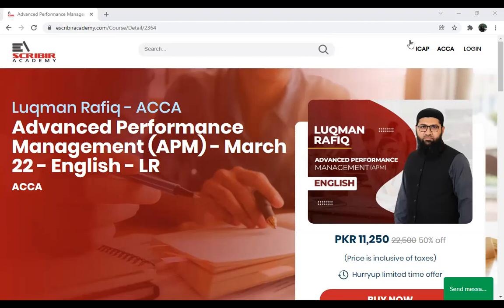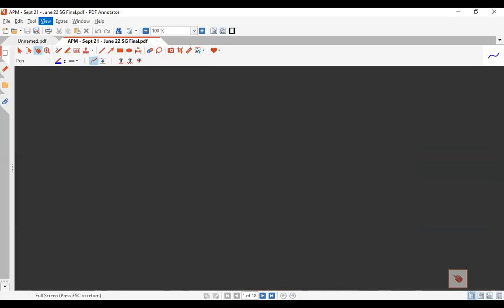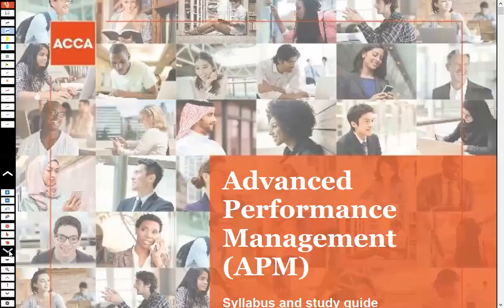So what I'll do is start off with Advanced Performance Management. Initially, I'll go through the syllabus. I'll give you an idea of what exactly this syllabus is all about and what things are examinable with respect to it. At the same time, I'll talk about the approach that we shall be adopting in order to attempt this paper and to study this paper. That is all something that's going to be covered.